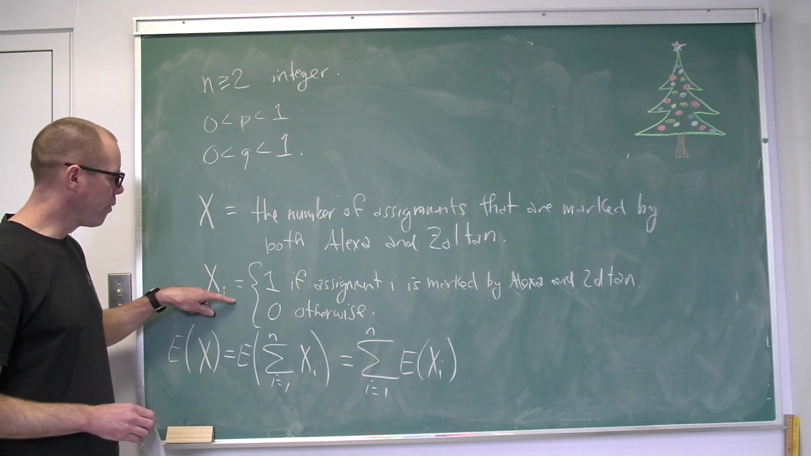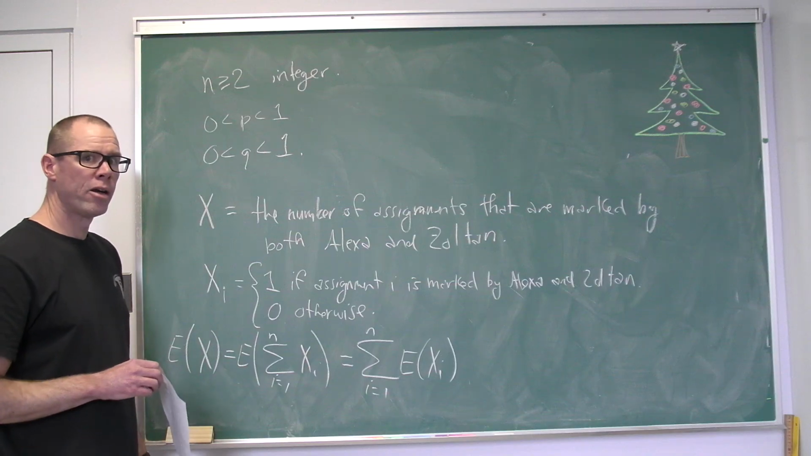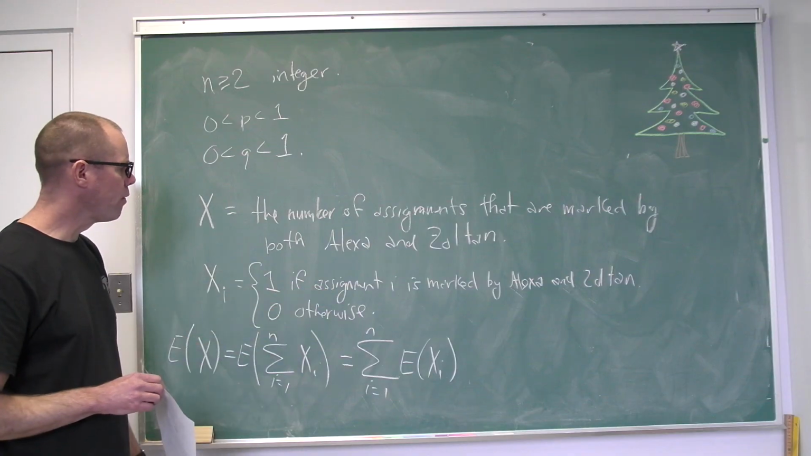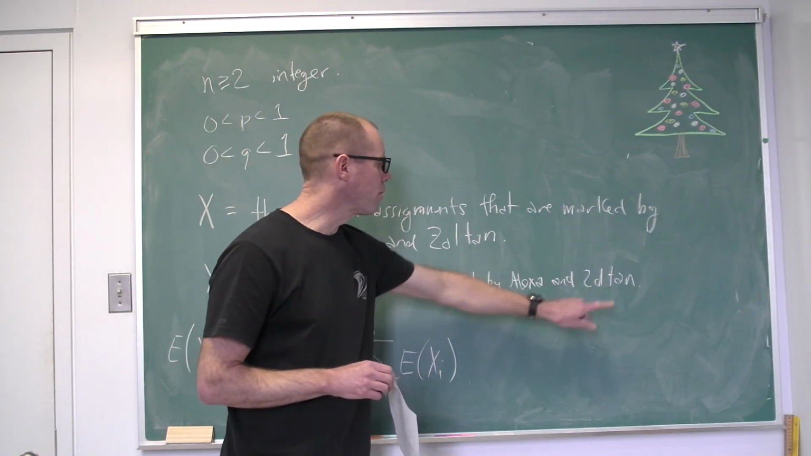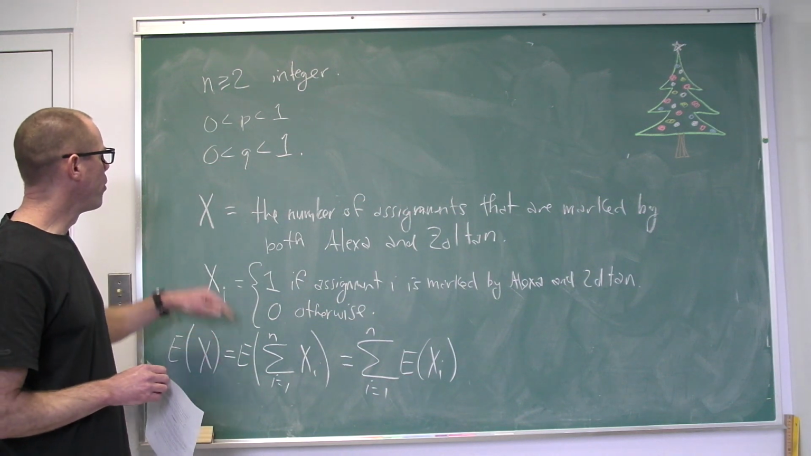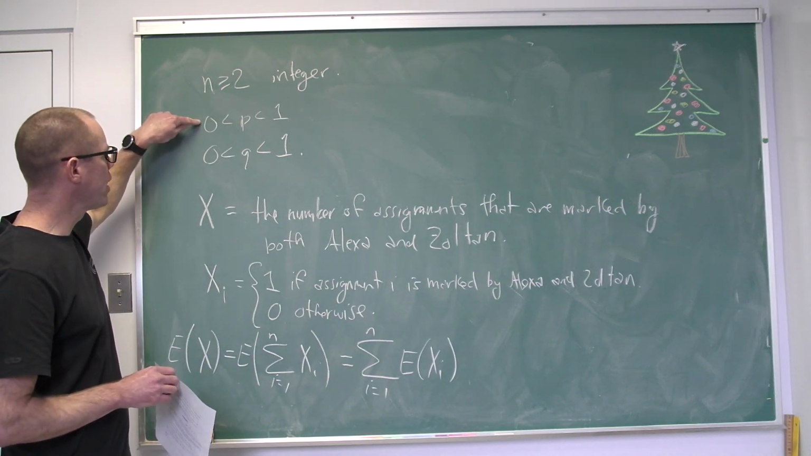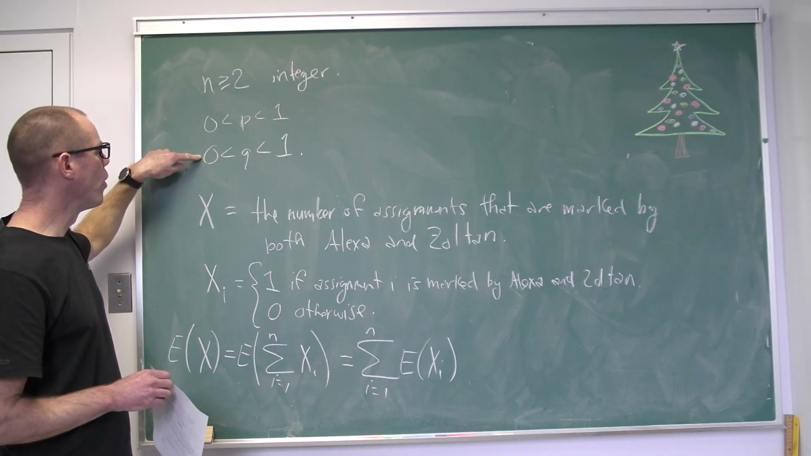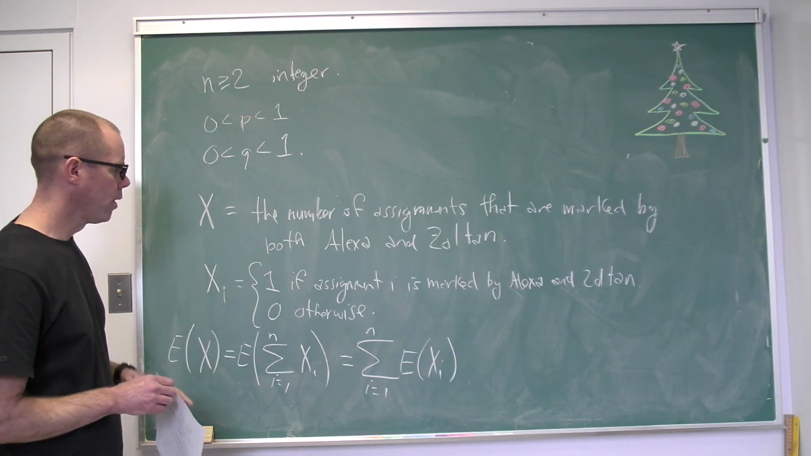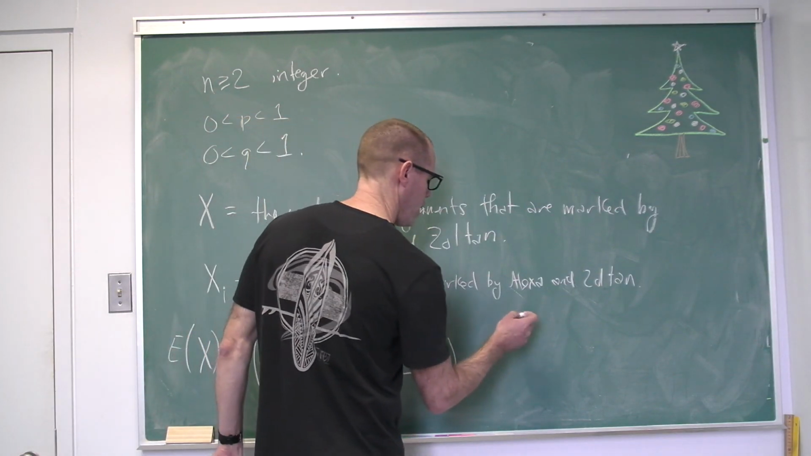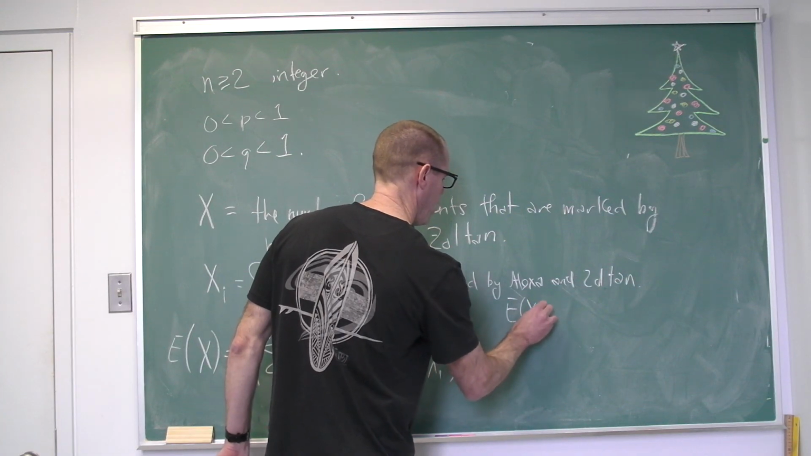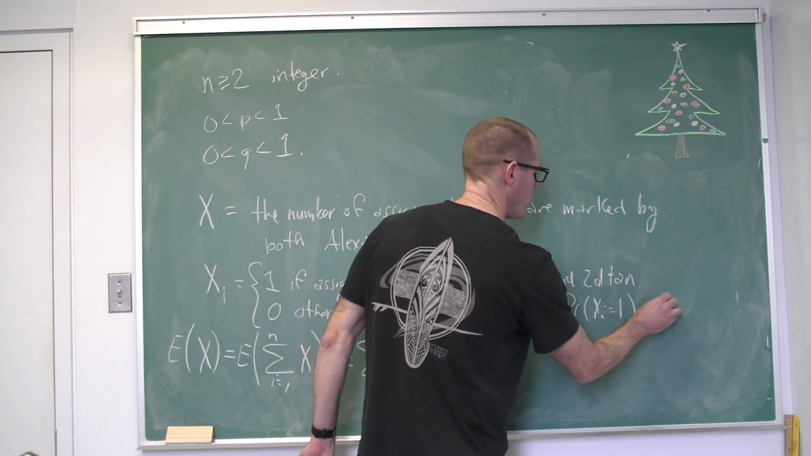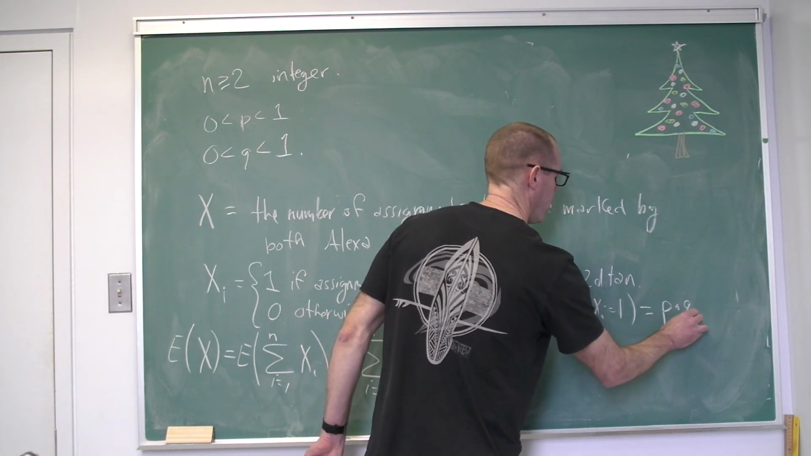Well, xi is an indicator random variable. The expected value of an indicator random variable is just the probability that it's equal to 1. In this case, it's equal to 1 if the assignment is marked by Alexa and it's marked by Zoltan. The probability that Alexa marks it is p. The probability that Zoltan marks it is q. And those two things are independent. So that means that the expected value of xi, which is equal to the probability xi equals 1, is just p times q.